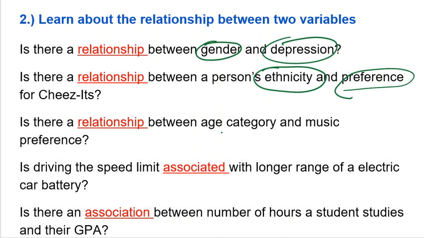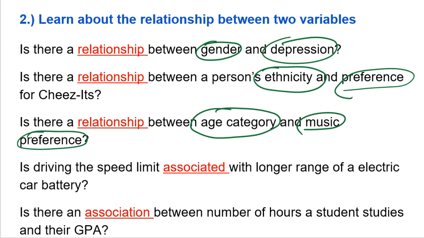Is there a relationship between age category and music preference? Age category, again, is a categorical variable. We're not asking for your age. We're putting you into young, middle-aged, old, elderly, really old, right? Teenagers, that's another age category. And music preference, that's our second variable. So, is there a relationship there? Like if you're a teenager, do you like hip-hop music more? If you're an elderly person, are you more interested in classical music? Who knows? But that's a great question that we want to answer, and we need two categorical variables there and look at how they're related.